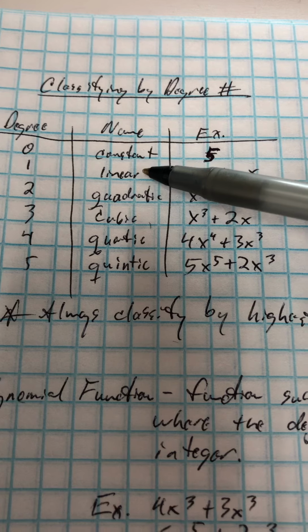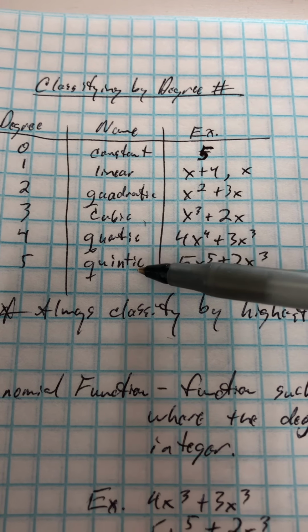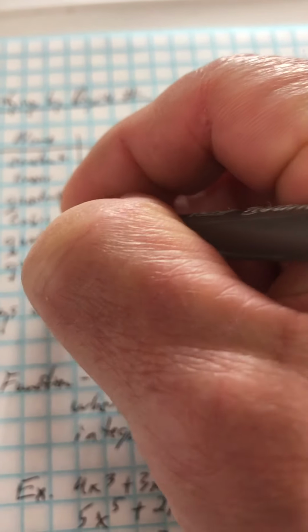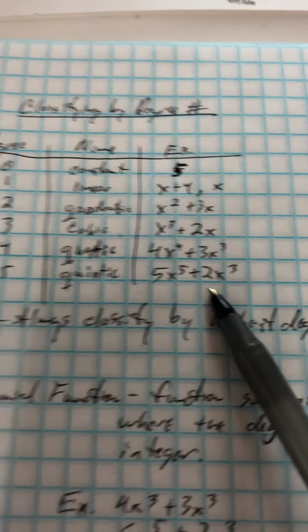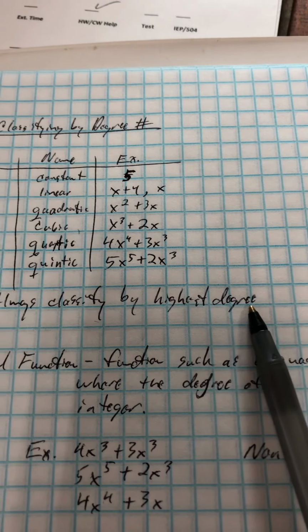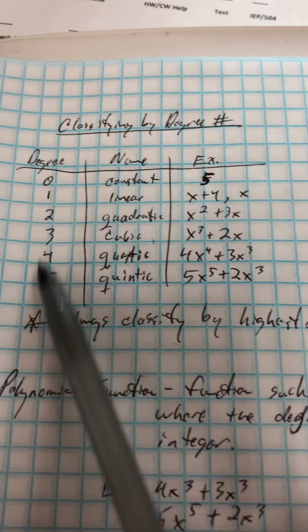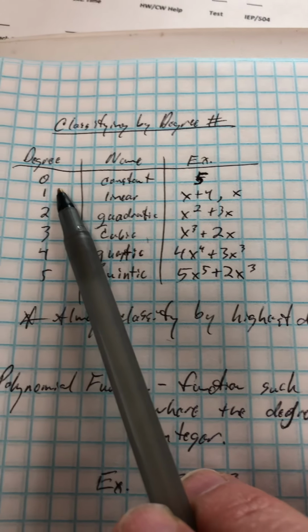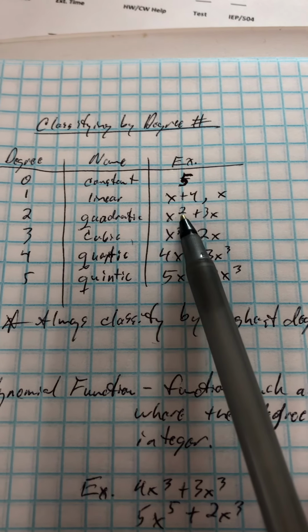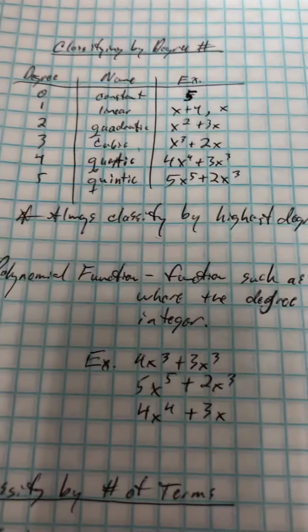This says constant, linear, quadratic, cubic, quartic, and quintic. I was writing really fast because I was only able to get in there at the very end. And then it says always classify by highest degree. When you're classifying, this is classifying by degree number. So the degrees would be the exponent that you have. So here are the examples of these different classifications by degrees.